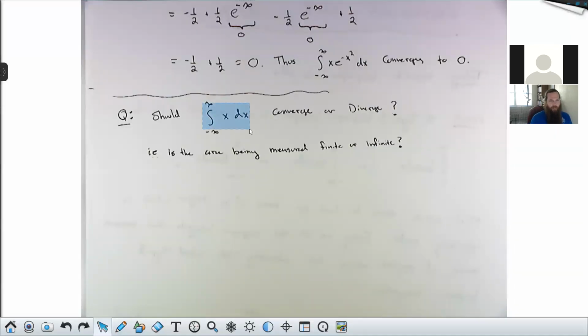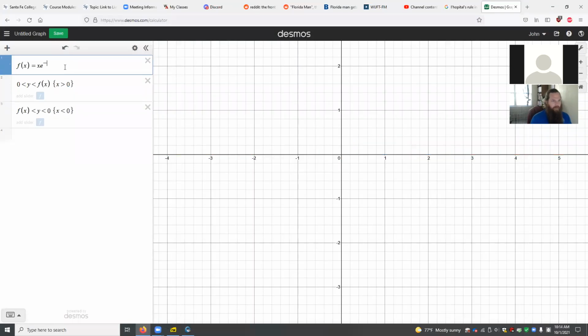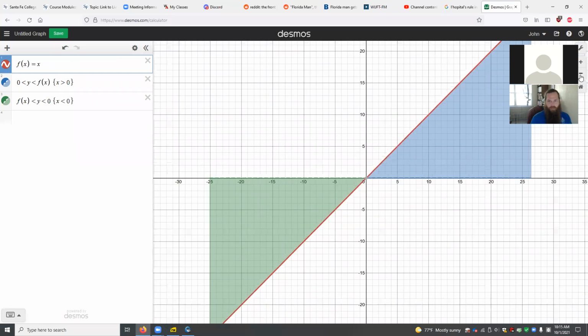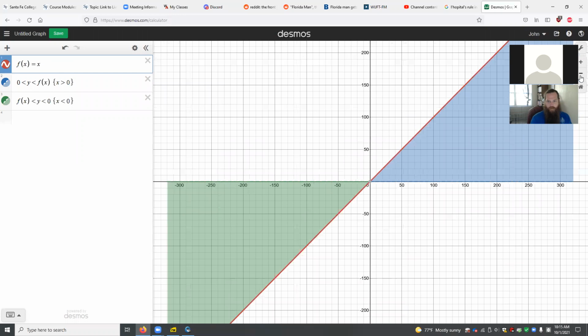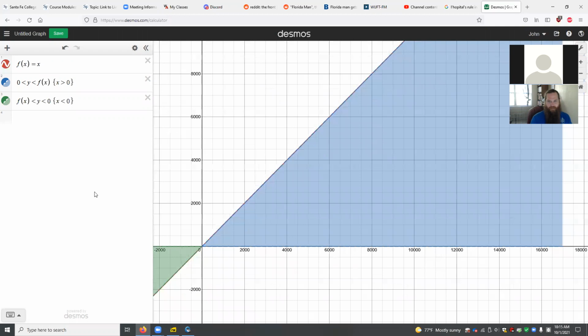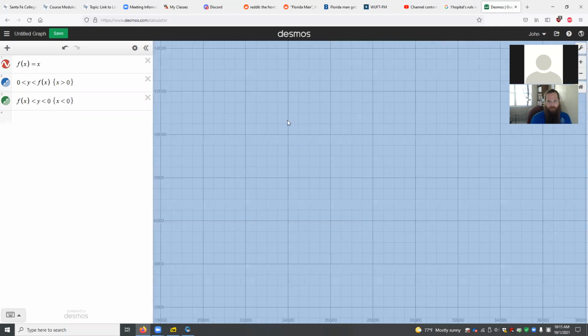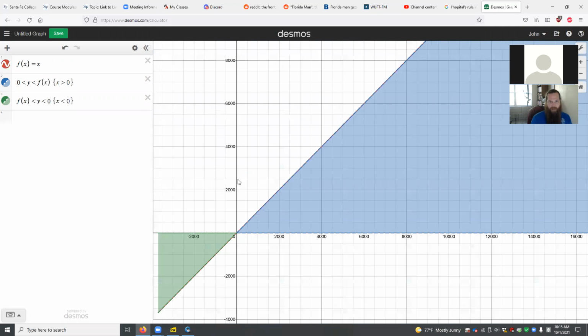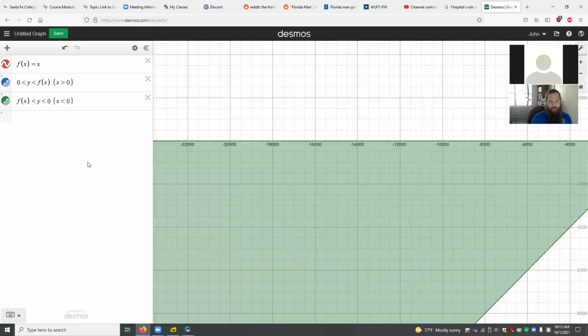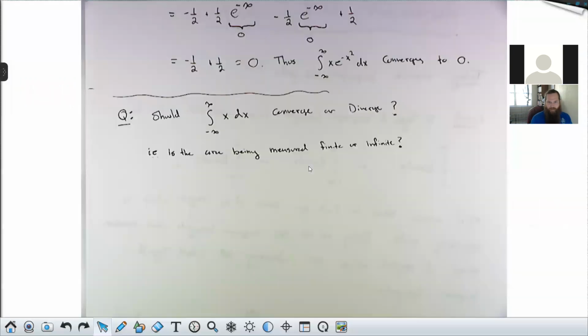But here, if I change f of x in that last example to just x, oh, well, zooming out now. These are not finite areas, right? This is very much not a finite area. And this is very much not a finite area. But if you integrate this symmetrically, then you will get 0.